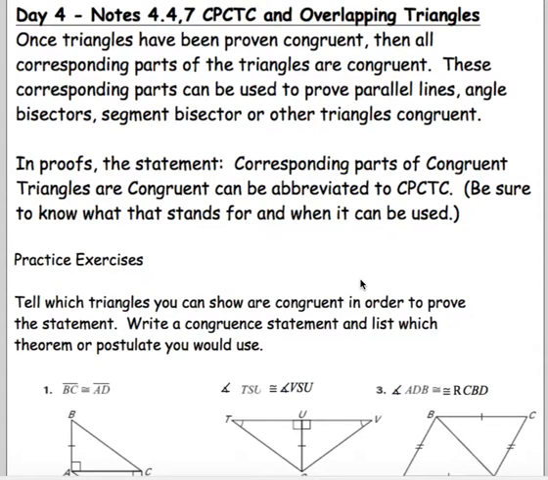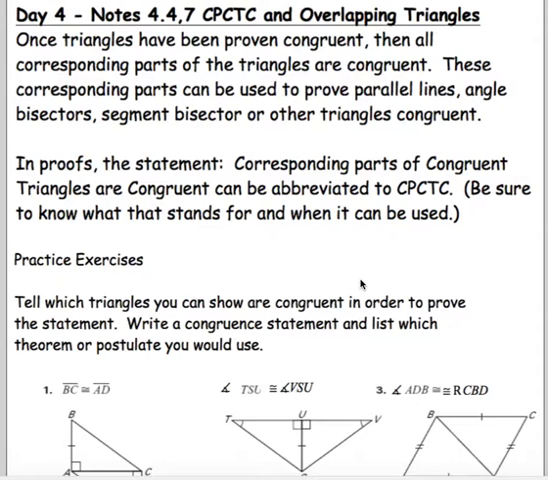To start using CPCTC and overlapping triangles in this section of notes. It says once triangles have been proven congruent, then all corresponding parts of the triangles are congruent. These corresponding parts can be used to prove parallel lines, angle bisectors, segment bisectors, or other triangles congruent. We can use them for a lot of reasons.